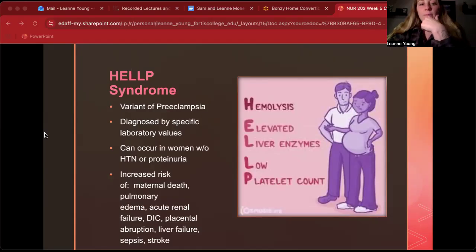So patients with HELLP syndrome have an increased risk of maternal death, pulmonary edema, acute renal failure, DIC, placental abruption, liver failure, sepsis, or stroke.